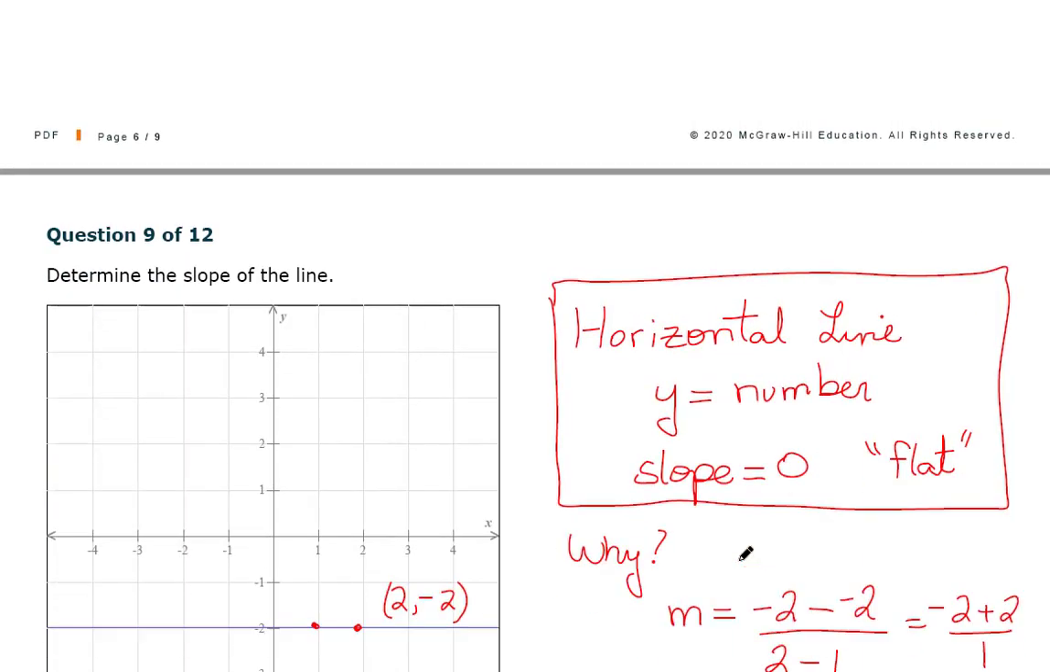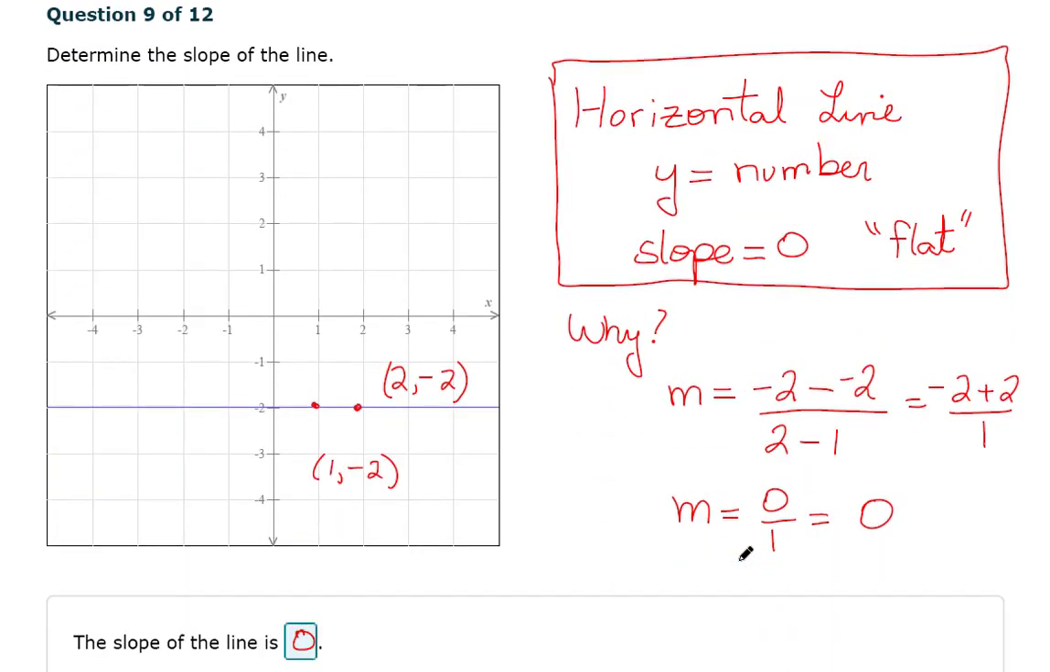Let's see what other fun we have. All right, in question 9. Oh, let's see. I see this blue line here. It's perfectly flat. Oh, I remember horizontal lines. They look like y equals a number, and their slope is 0. They are flat. Okay, slope is 0.